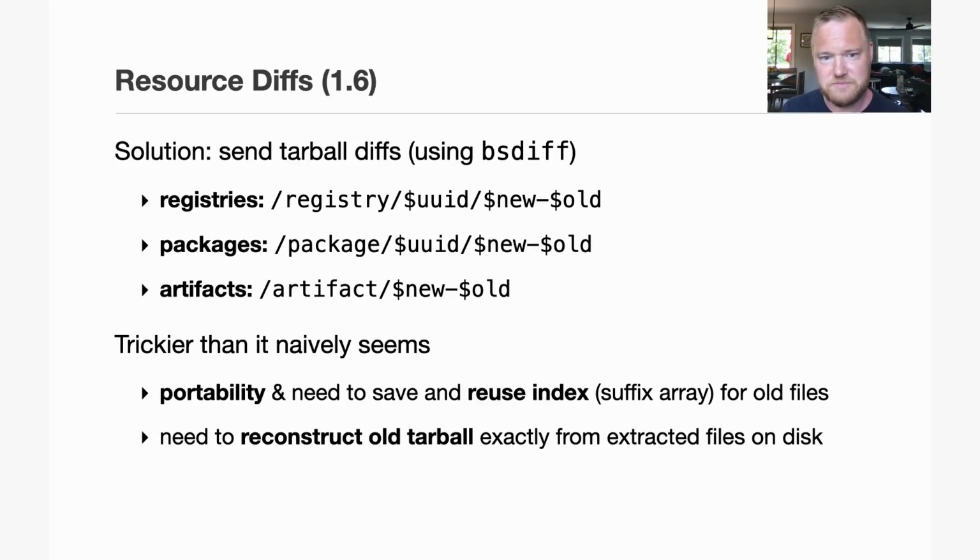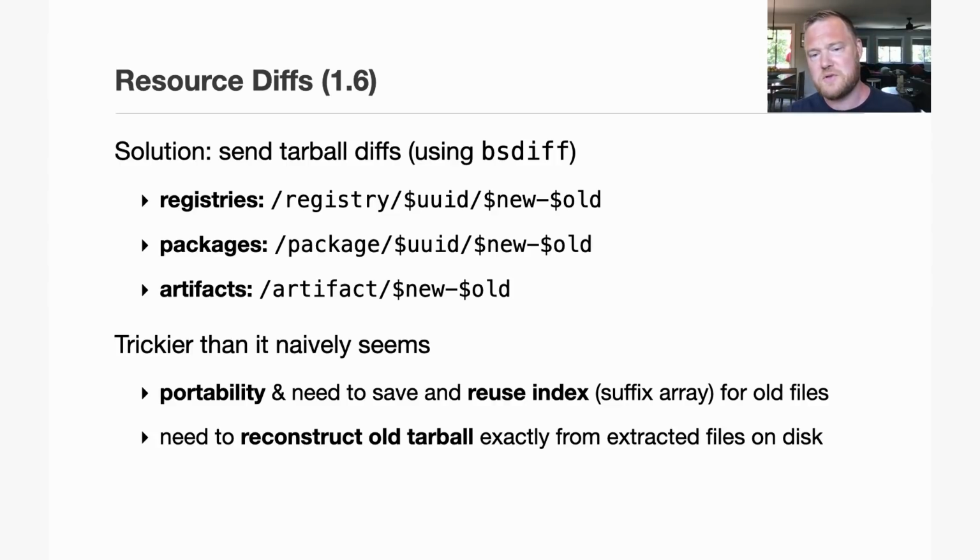So another tricky issue is that if you're going to apply a diff to the old tarball, you have to have the old tarball. The problem there is that we download tarballs, but then we extract them and they scatter a bunch of files on disk. We don't want to hang on to the tarball after we've done that, because that's doubling the storage requirement of the whole system. So then when we want to apply a diff, we need to reconstruct the exact old tarball or the diff won't apply. So how do we deal with that?